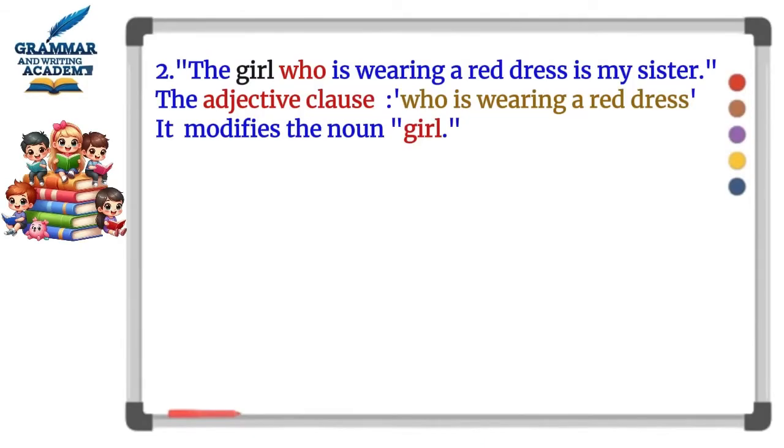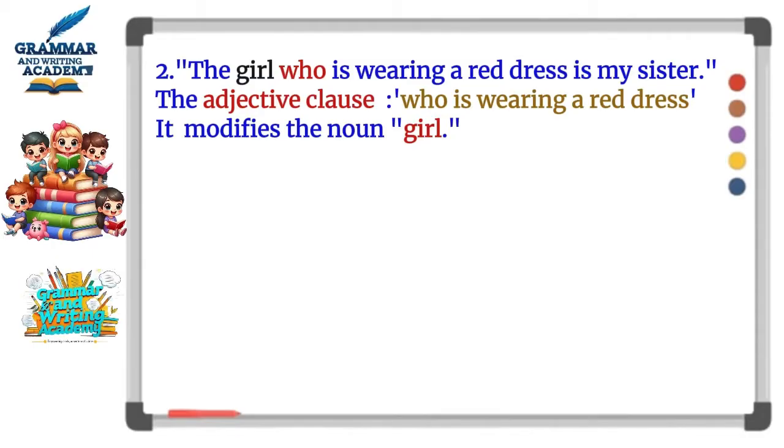Example 2. The girl who is wearing a red dress is my sister. Do we have a relative pronoun? Yes, it is who, and it is followed by a clause. So the adjective clause is who is wearing a red dress, and it modifies the noun girl. The adjective clauses add more detail to the noun or pronoun they modify.